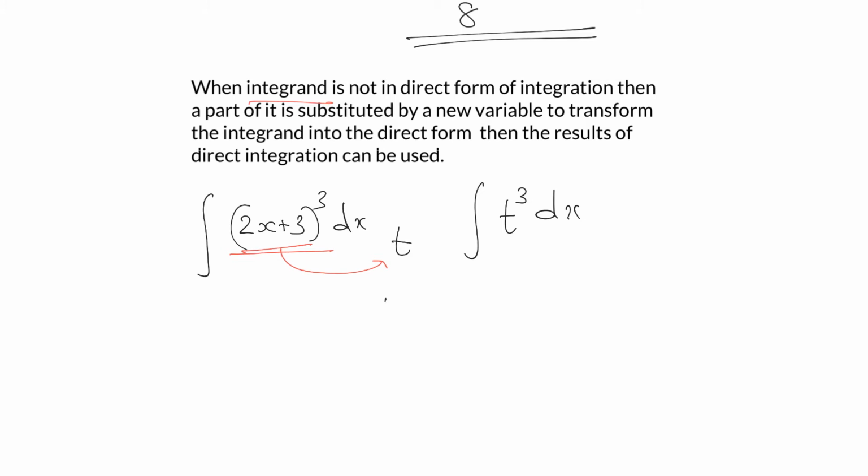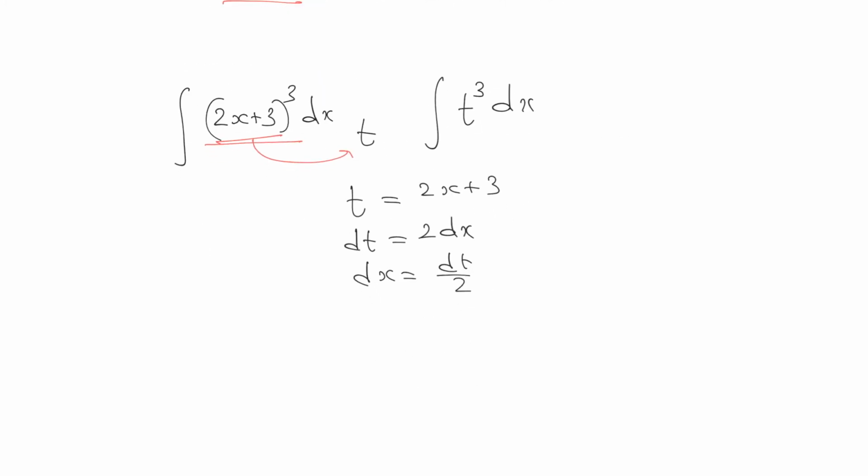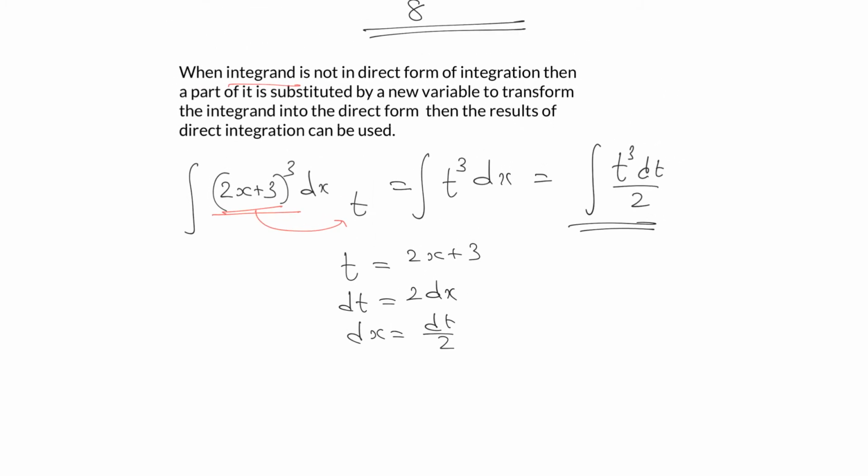Then we wrote it as t is equal to nothing but 2x plus 3. Then we can write dt is equal to nothing but 2 dx. So we can write dx is equal to dt divided by 2. While replacing dx by dt by 2, we'll get integration of t raised to 3 into dt divided by 2. Now it is in direct form of integration.